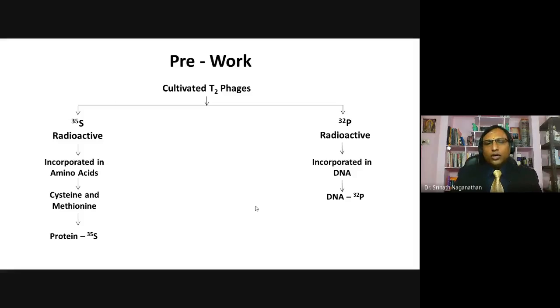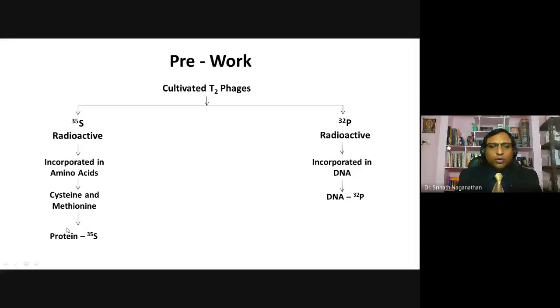The pre-work that Hershey and Chase did in this experiment was that they cultivated the T2 phages and grew them in two separate media, one containing S35, a radioactive isotope of sulfur, and the other containing the P32 radioactive isotope. As you know, sulfur is a part of the amino acids cysteine and methionine, so it gets incorporated into these amino acids and becomes protein during the translation process.